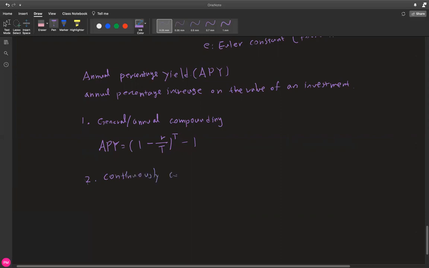Continuously compounding, you would be given APY as simply e to the power of r minus 1. And here we know that r is the APR in decimal, and t here is the number of times compounded per year.